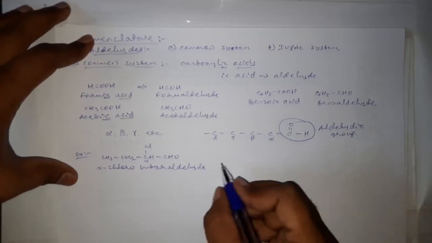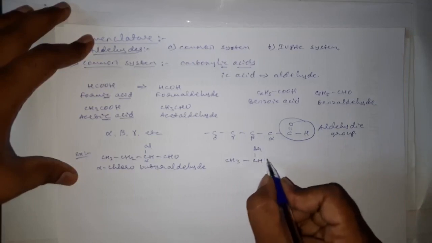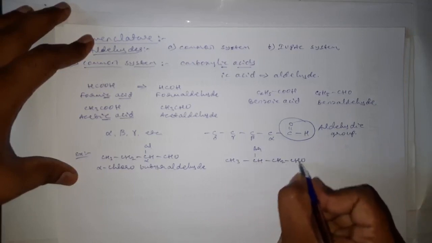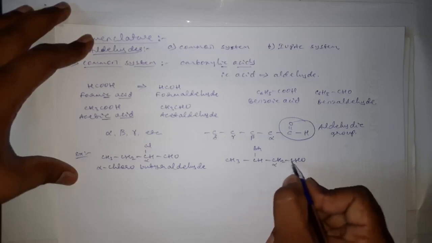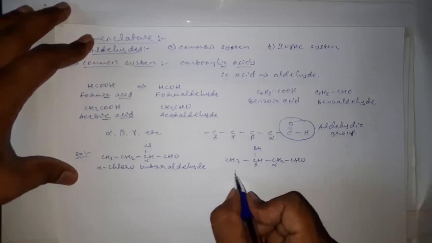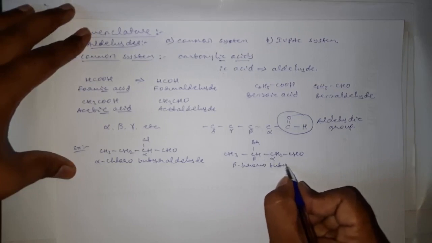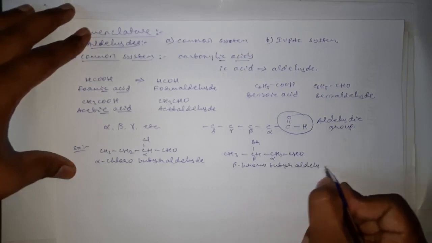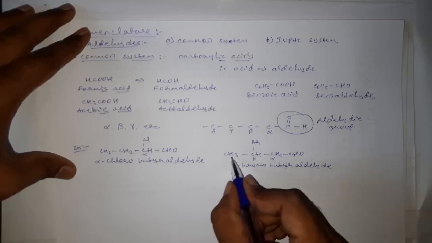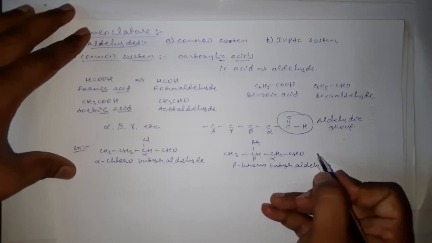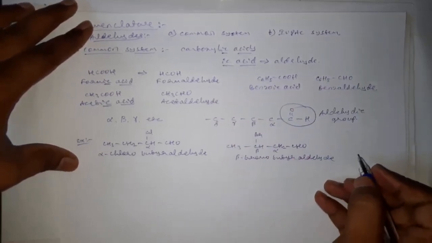Or we can take CH3CHBrCH2CHO. This is the alpha carbon because it is directly attached to the aldehydic group, and this is beta, and its name is beta-bromo butyraldehyde. Why is it butyraldehyde? Because it is derived from butyric acid, and therefore we replace the -ic acid of butyric acid with aldehyde, butyraldehyde.